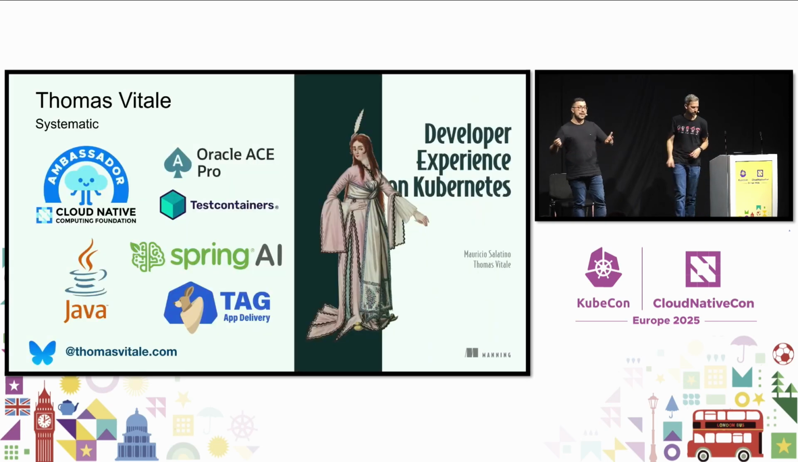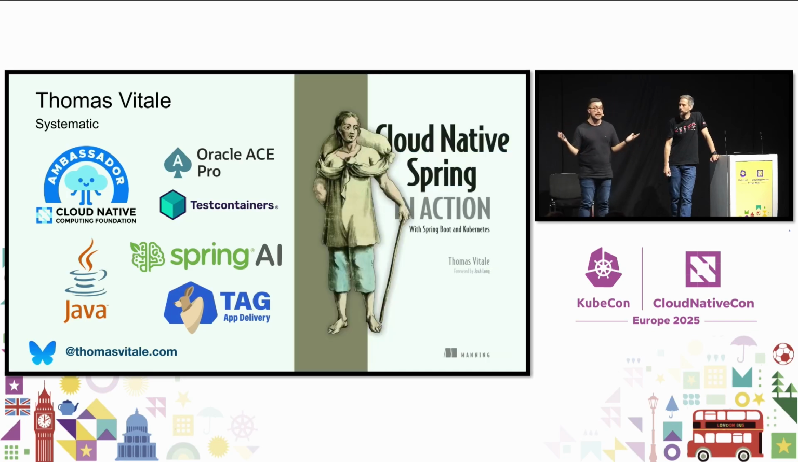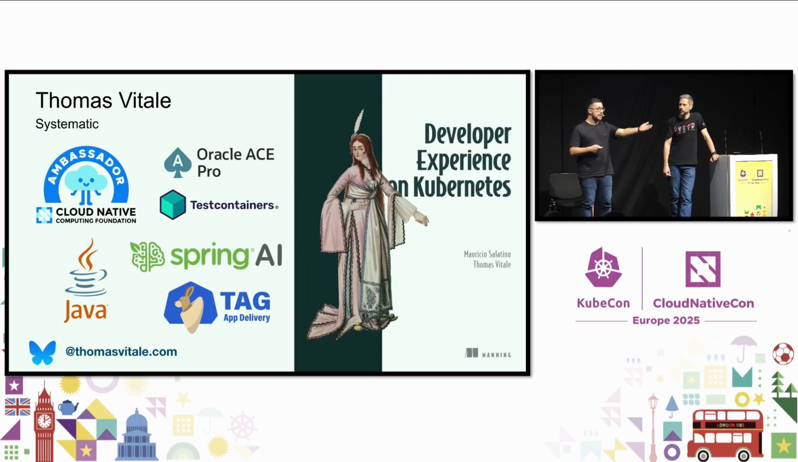Yeah, hi everyone. I'm Thomas Vitale. I work at Systematic, a Danish software company, passionate about anything cloud native and Java related. Wrote a book about it a couple of years ago, and now I'm working with my friend Mauricio Salatino on a new book called Developer Experience on Kubernetes. We're really excited. We just announced it yesterday, so the first few chapters are available out there.